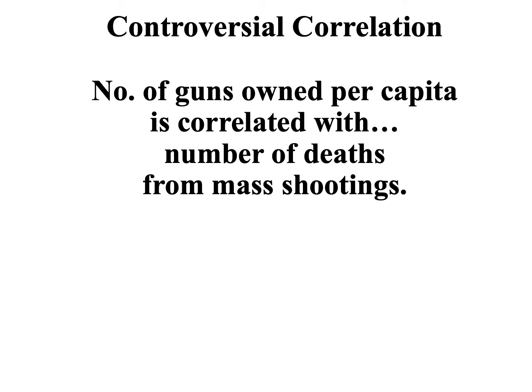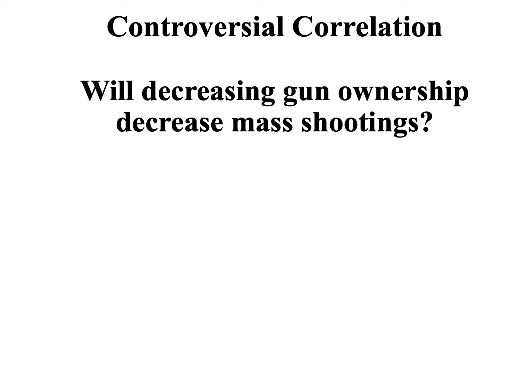Here's another controversial correlation. Researchers have examined gun ownership in many different countries. They have found that there is a correlation between the number of guns owned per capita in a country and the number of deaths from mass shootings in that country. The question is, is this correlation causal or is it spurious? That is, does the number of guns cause an increase in mass shootings? This question can be framed using the scientific definition of cause. The question can be framed this way: will decreasing gun ownership decrease mass shootings? For example, if we somehow reduce gun ownership by 25%, will the number of mass shootings go down?